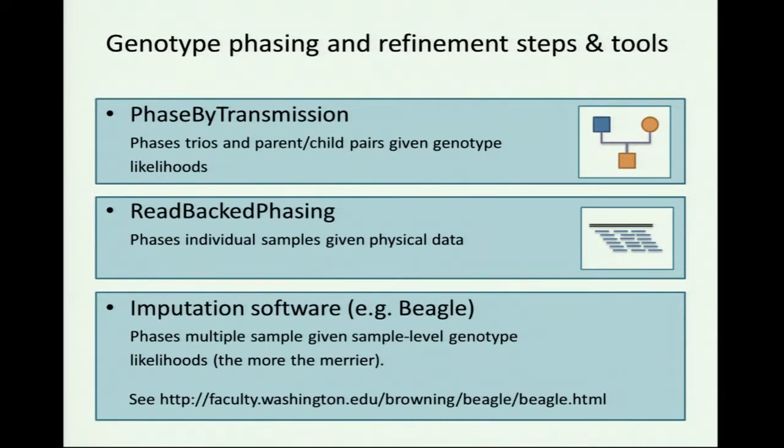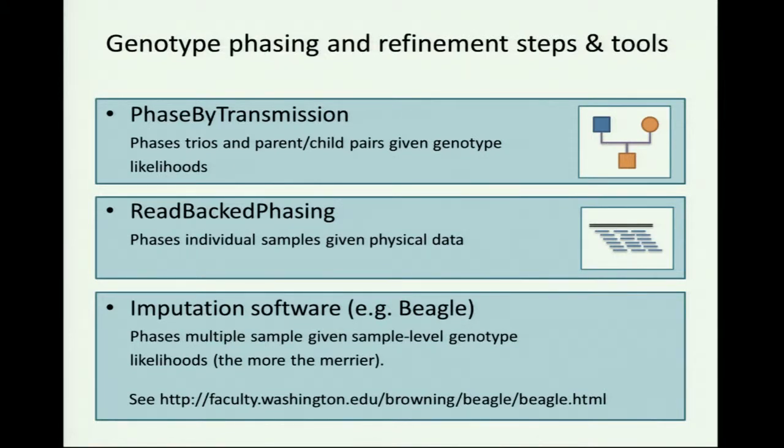So we provide three methods of phasing. And there are really two kinds of phasing. There is phasing with respect to transmission, and there's also phasing with respect to other variants. Typical population-based imputation really focuses on phasing with respect to other variants, whereas looking at transmission focuses on phasing based on transmission. And readback phasing, again, is a physical way of looking at variants and saying, with respect to one another, are they coming from the same molecule, or are they coming from different molecules?